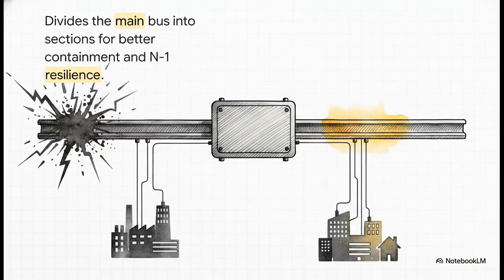To solve that exact vulnerability without a massive price hike, we step up to the sectionalized single busbar. By just adding a bus section, you suddenly gain fault containment. An issue on one split doesn't just automatically force the healthy, independent section offline. This gives us what engineers call partial N-1 resilience. Basically, it means you can lose one section, but the rest of the system survives.